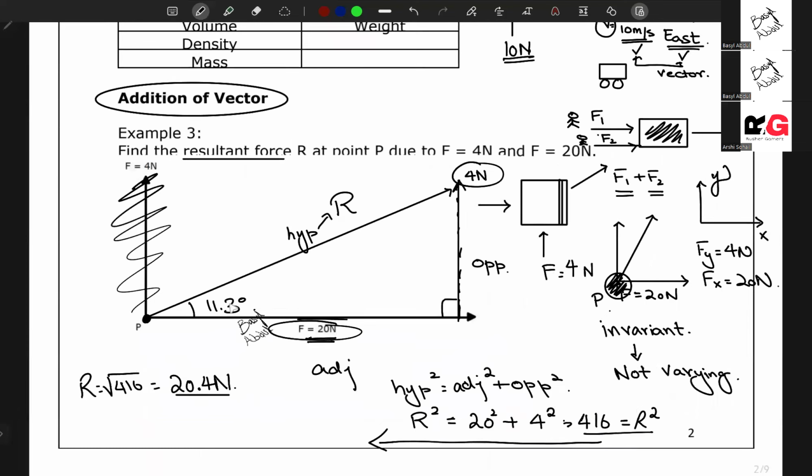So this means that if I apply 4 newtons of force in the upwards direction on this point P, let's just call it a ball or a book, and you apply 20 newtons of force in the horizontal direction to the right, the resultant of these two forces would give you this force R, which is 20.4 newtons, at an angle of 11.3 degrees to the horizontal direction. If you imagine point P as a book, that's how it would move with that much force, right? So that's what we did in the last class.